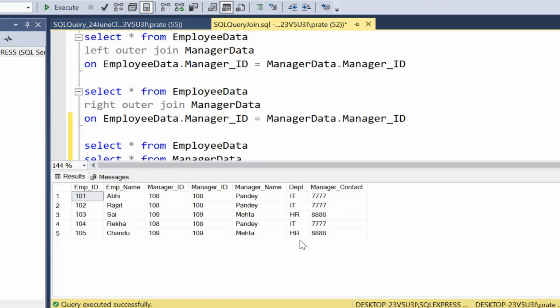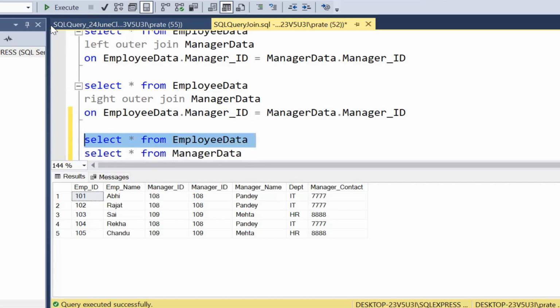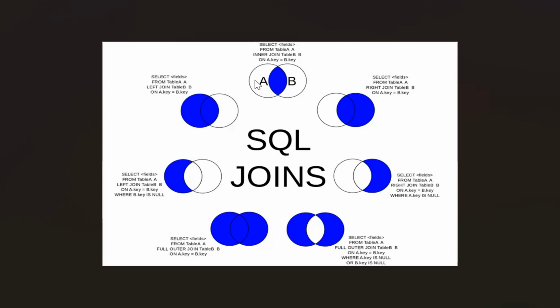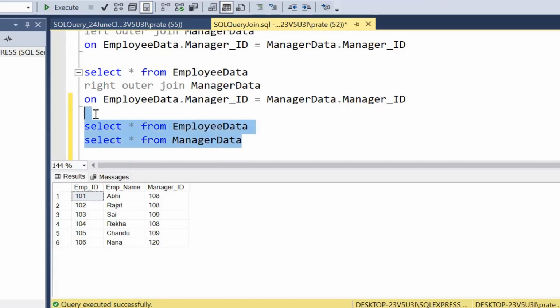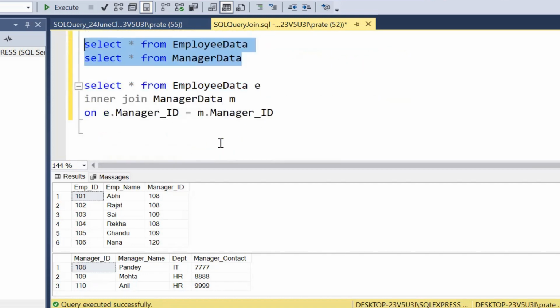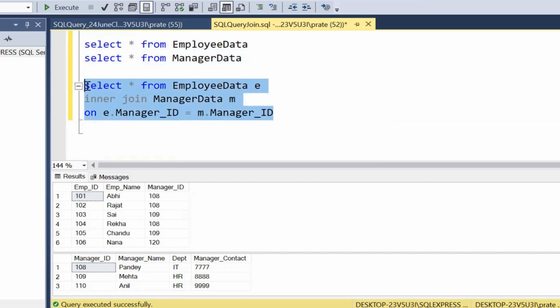Okay, in both the tables, how many records do you have? Is there any unmatching value in the tables? Just show us the employee data. Yes, there are unmatching values also. And in the manager table, let's start. Let me show both tables. 108, 108, 109, 108. Okay, 10 is your unmatching value in the manager table, and 106 is your unmatching value from the employee table. Now show me that inner join. We should get 5 records.